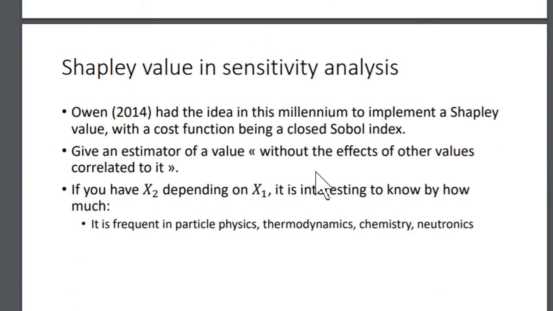So now we give the Shapley value for sensitivity analysis with a cost function being a closed Sobol index gives an estimation of the value without the effects of other values. So if you have x2 depending on x1, it's interesting to know how much x2 is making it vary independently. But this independently is in the sense of cooperative game theory, not in the sense of physics. It's not completely orthogonal, but it's in the sense of cooperative game theory.